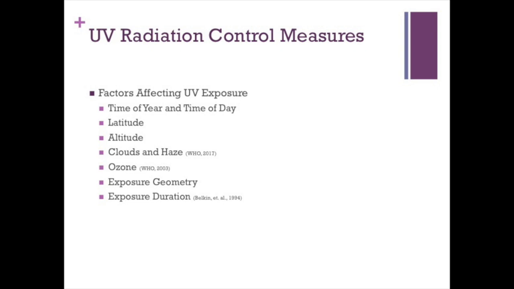UV levels vary with the height of the sun in the sky and are especially high during the summer months and from 10 a.m. to 3 p.m. daily. UV levels are also higher closer to the equator. With an increase in altitude, there's a decrease in the atmosphere that is available to absorb the UV radiation. With every increase of 1,000 meters in altitude, UV levels increase by approximately 10%.